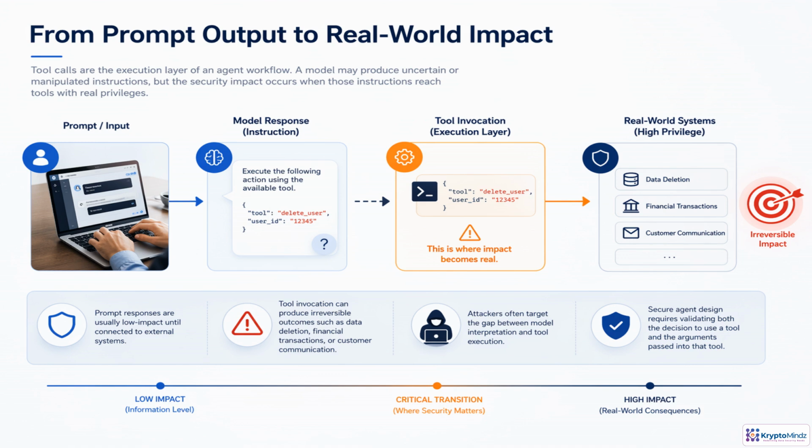The key shift happens when generated text becomes an action. A model response may be incorrect or manipulated, but it is often still just information. Risk escalates when the agent selects a tool, builds arguments, and sends them to a privileged system. At that point, a bad instruction can delete data, move money, or message customers. Security cannot stop at checking the prompt. We need checkpoints before execution. Should this tool be used at all? And are these exact arguments authorized, valid, and safe?